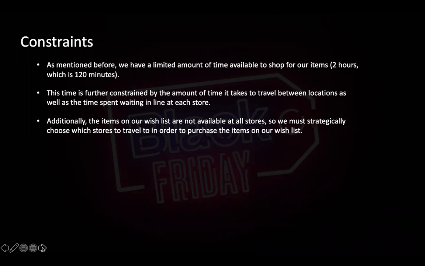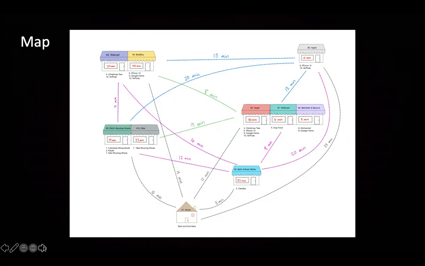As we mentioned earlier, we have a limited amount of time to shop, 2 hours, which is 120 minutes. This time is further constrained by the amount of time it takes to travel from one location to another, as well as the time it takes to wait in the checkout lines at each store to purchase the items. In addition, some items on our list are only available at one store, while other items are sold at numerous stores. Here's a map to help illustrate the problem.